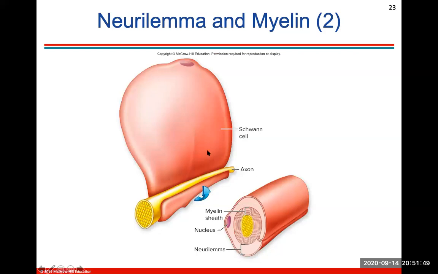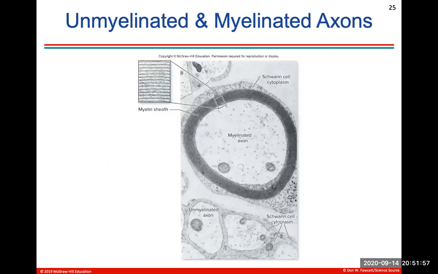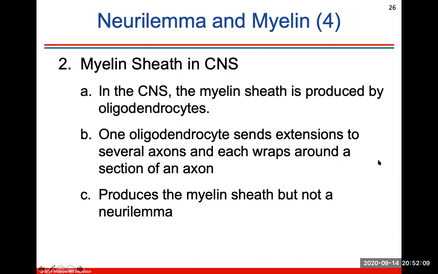Again, the myelin sheath surrounds the axons and helps to increase the speed of transmission of the electrical impulse. Here's a look at an unmyelinated versus a myelinated axon, and you can see there's a big difference between the two axons. So there are some axons that are unmyelinated and some that are myelinated.